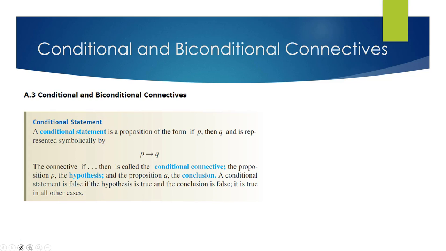Here's the important part. A conditional statement is false if the hypothesis is true and the conclusion is false. It is true in all other cases. So what that means is the only way for a conditional statement to be false is if you meet your condition, if your hypothesis is met, you met a certain condition, okay?